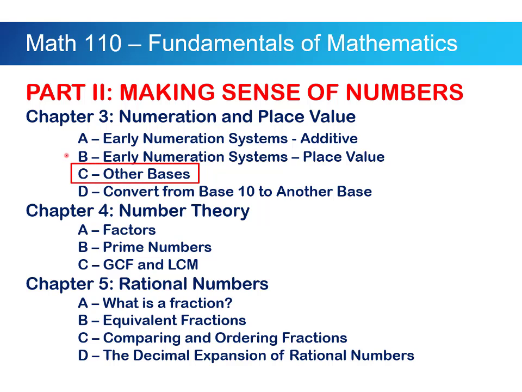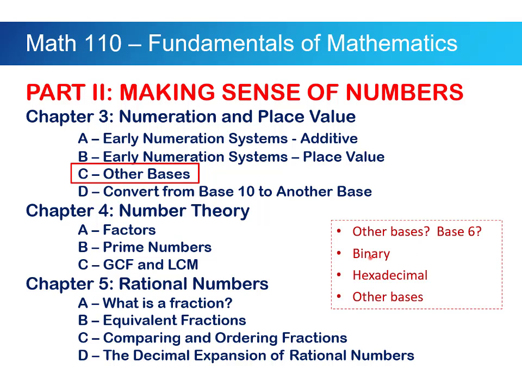Now, we saw earlier in 3B, the early numeration system's place value, that the Babylonians had a base 60 system, and the Mayans had a base 20 system. Of course, we use a base 10 system, but that makes us think maybe there are other bases that we could use, and so that's what we'll talk about today.